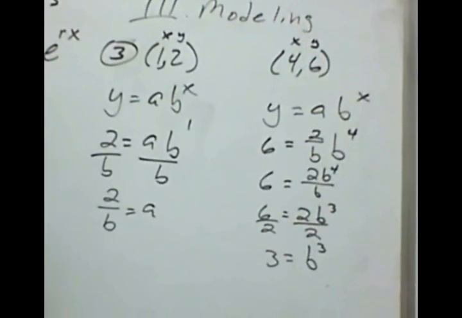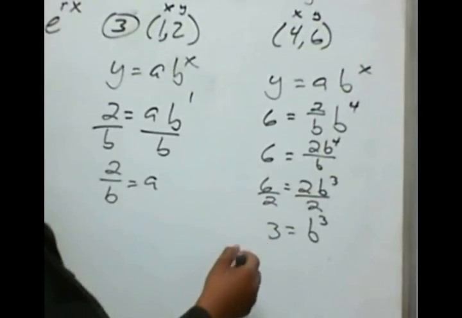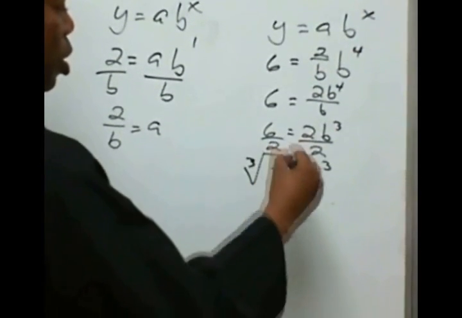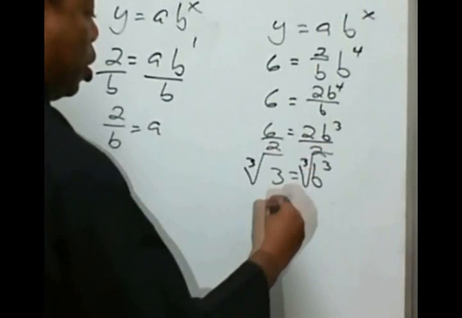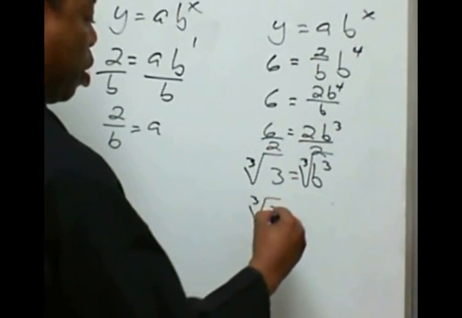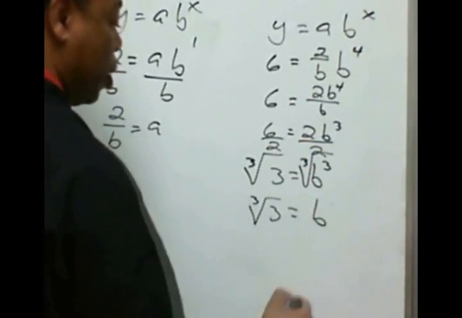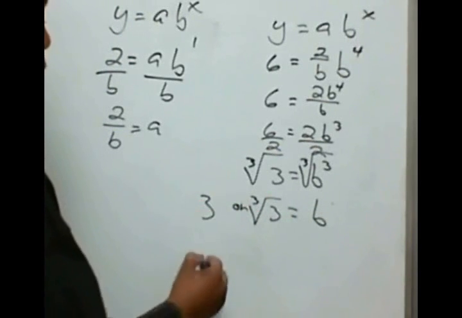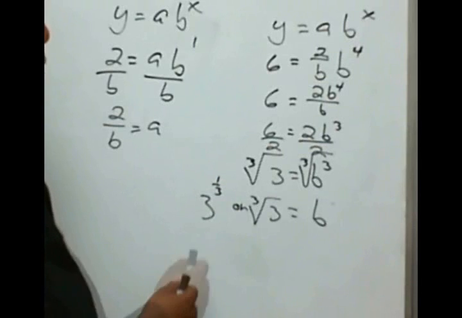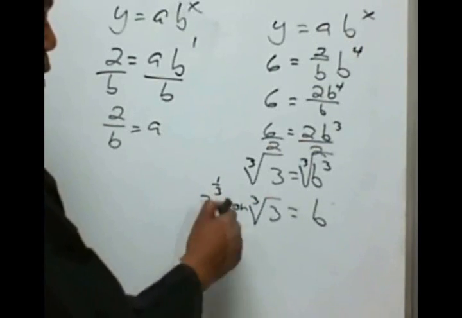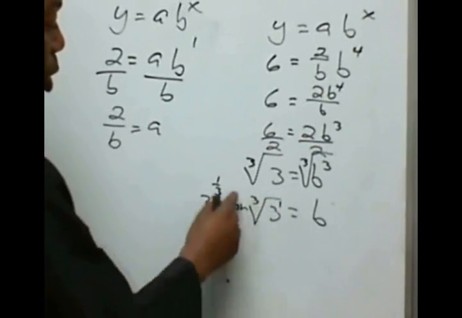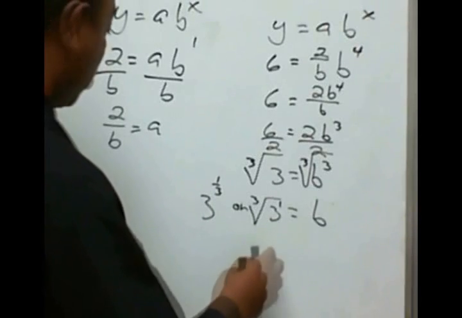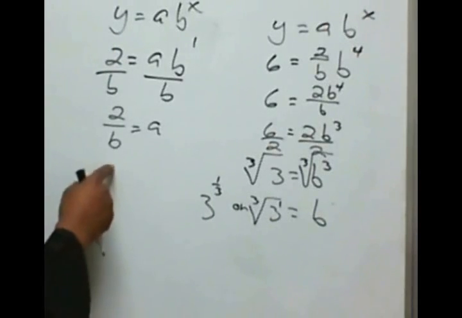Now, I can take the cube root of both sides. This gives me the cube root of 3 equals b. This can also be written as 3 to the power of 1/3, because 3 can be used as the denominator, and the understood 1 on the 3 can be used as the numerator. Okay, now that we have both of those, let's switch over here.